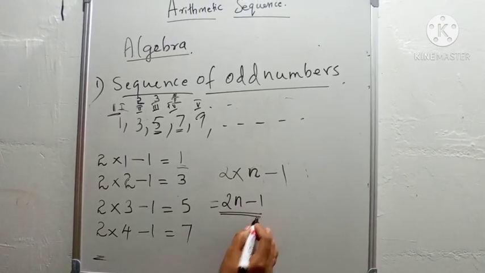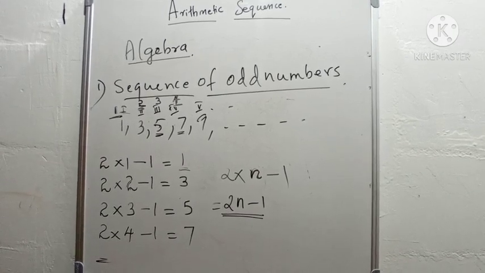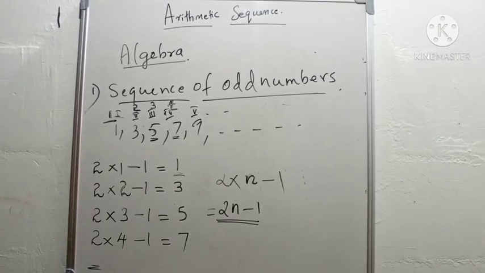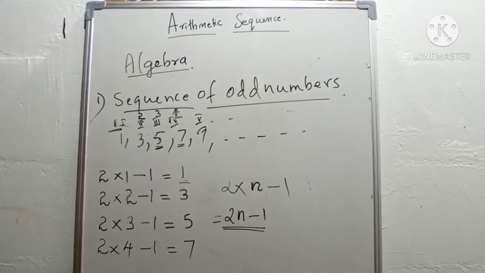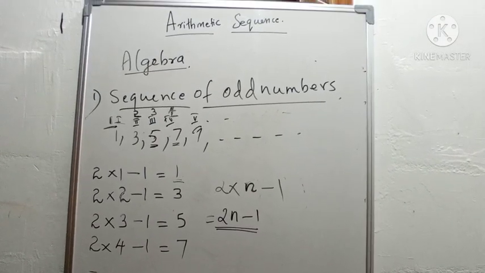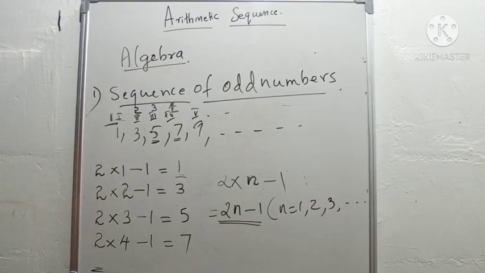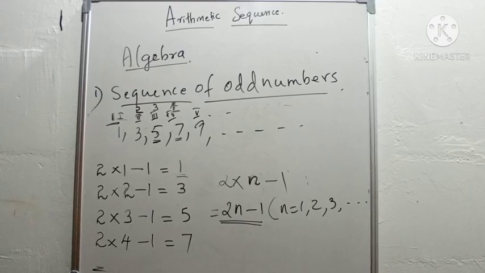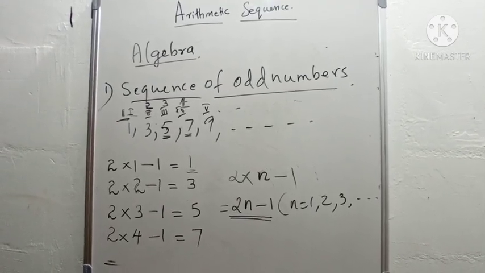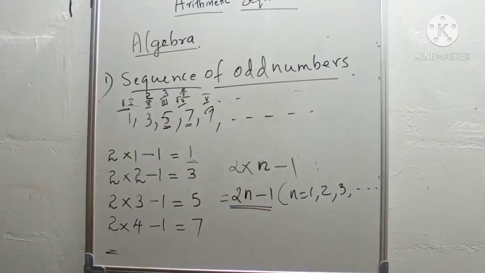This is the general form of an odd number. You have studied this from 7th standard and 8th standard also. The general form of an odd number is 2n minus 1, where n can take the values 1, 2, 3, etc. So the algebra of the sequence of odd numbers is equal to 2n minus 1.